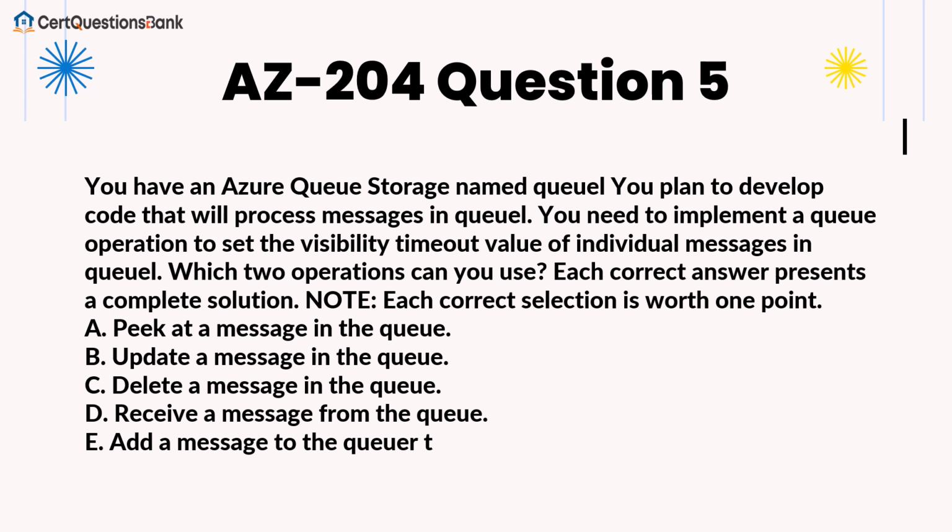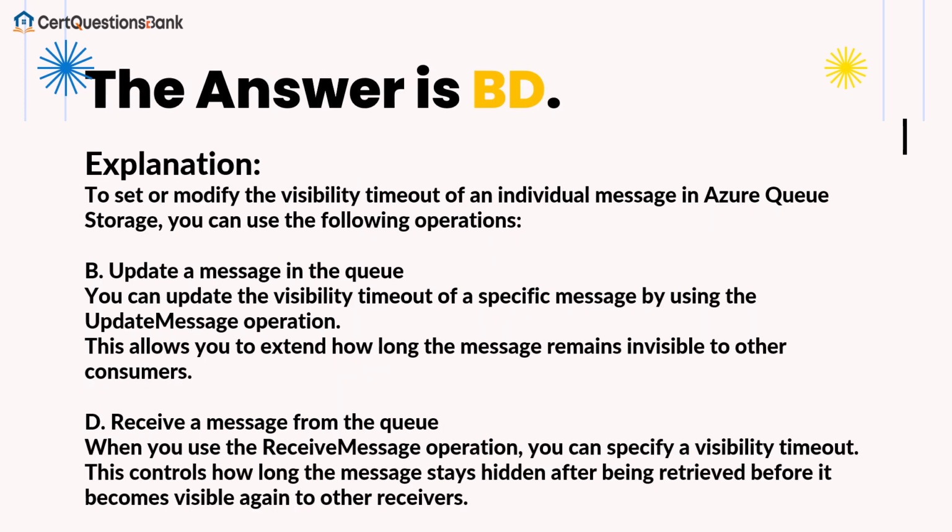A. Peek at a message in the queue. B. Update a message in the queue. C. Delete a message in the queue. D. Receive a message from the queue. E. Add a message to the queue. The answer is BD.